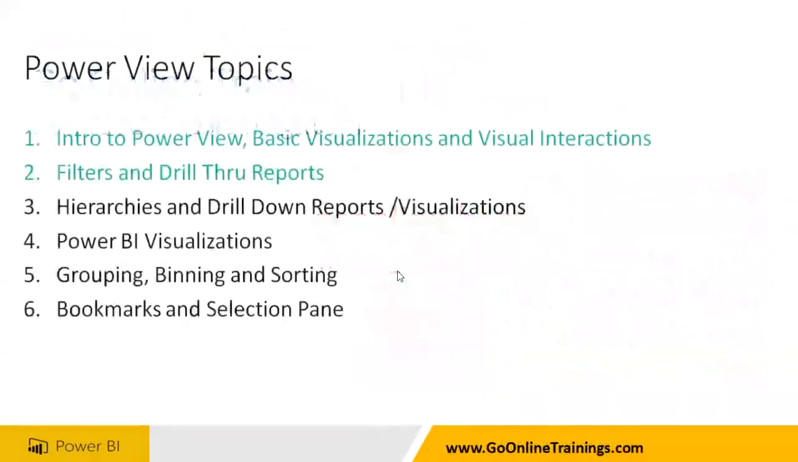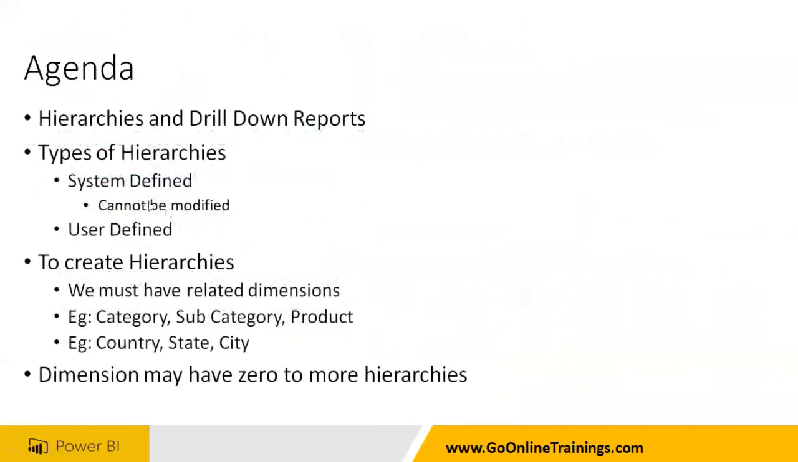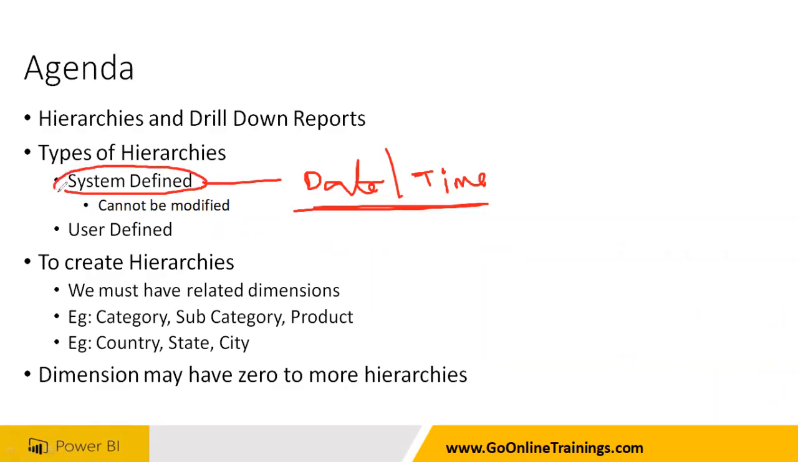Okay, guys. Yesterday I was talking about hierarchies, and hierarchies are of two types. One is called system-defined hierarchies. The second is called user-defined hierarchies. Whenever you have a date and time column, what happens? Your Power BI Desktop creates a hierarchy. But this hierarchy which is created cannot be modified. What is the meaning? It is read only.